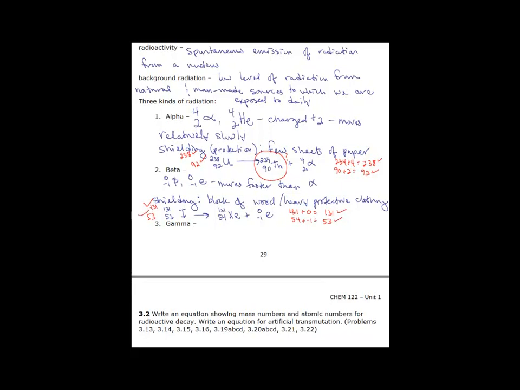So you can see that the shielding required for beta radiation is more than for alpha. That's because beta radiation has more energy than alpha radiation.